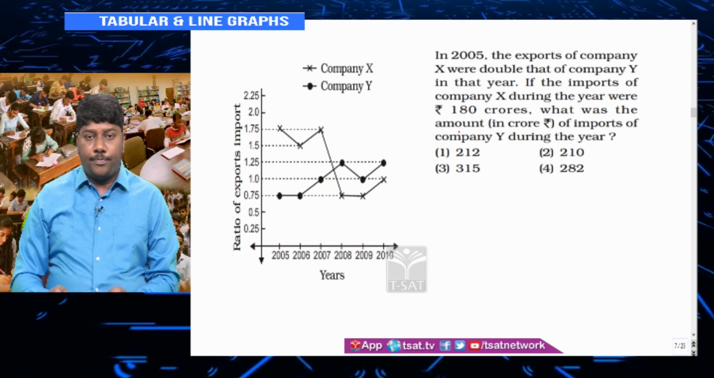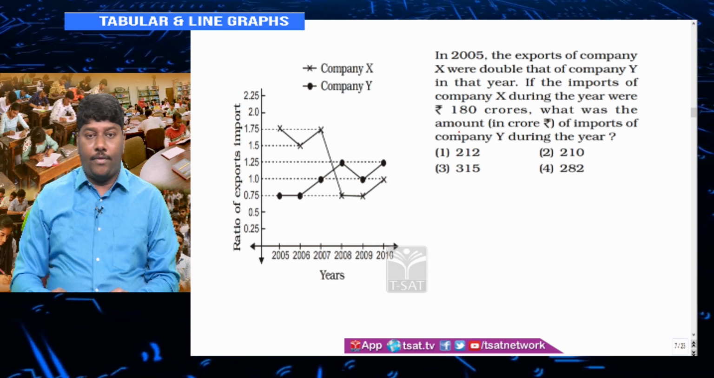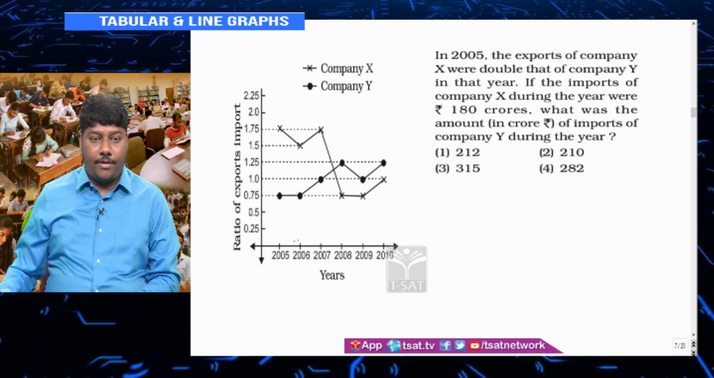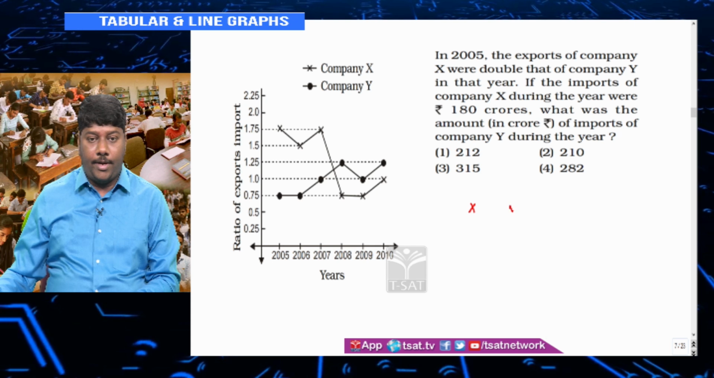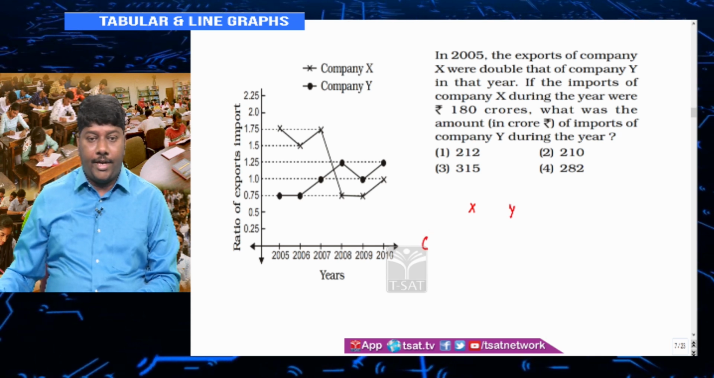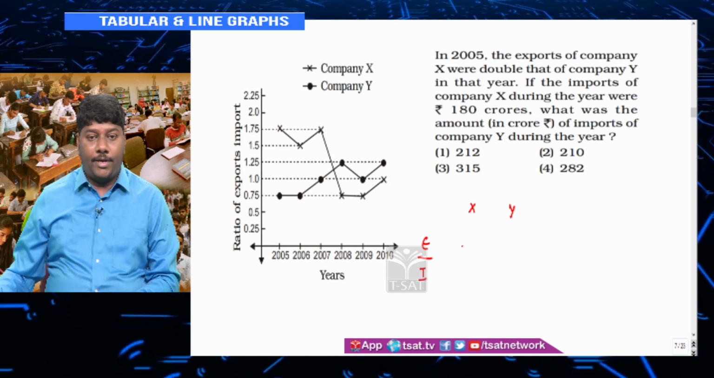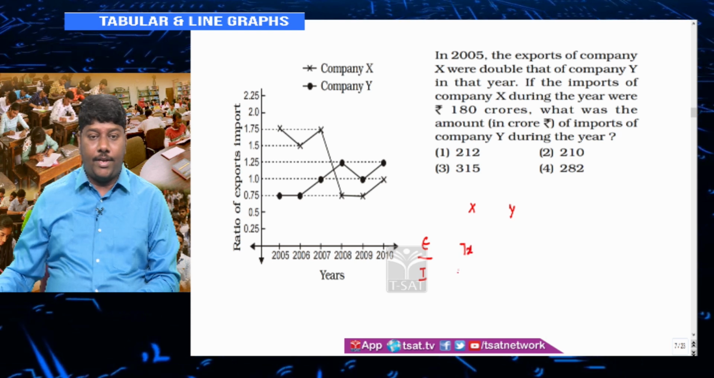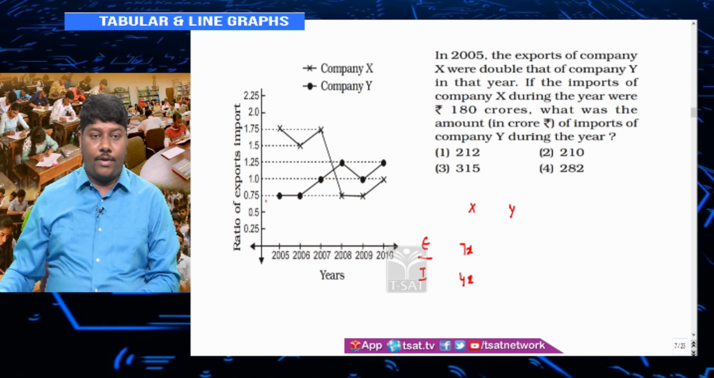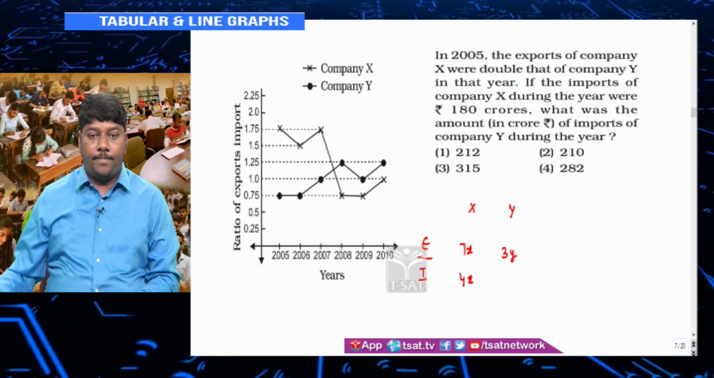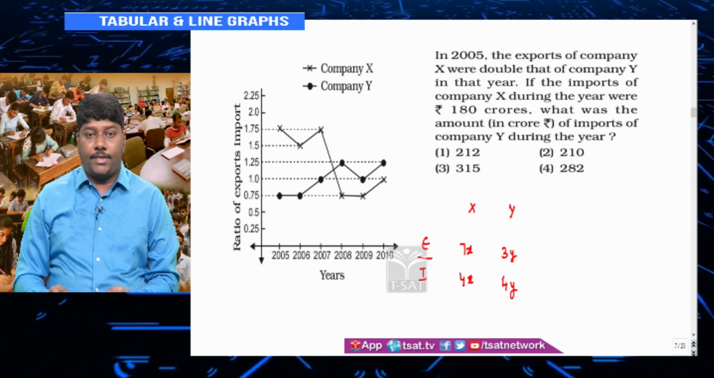Look at the next question. In 2005, the exports of the company X were double that of company Y in that year. In 2005, look at X and Y. I would write exports by imports. For X it is 1.75, which I would take as 7 by 4, so I will take it as 7x and 4x for exports and imports. For Y it is 0.75, which is 3 by 4, so I would take it as 3y and 4y. These are exports and imports in 2005 for companies X and Y.